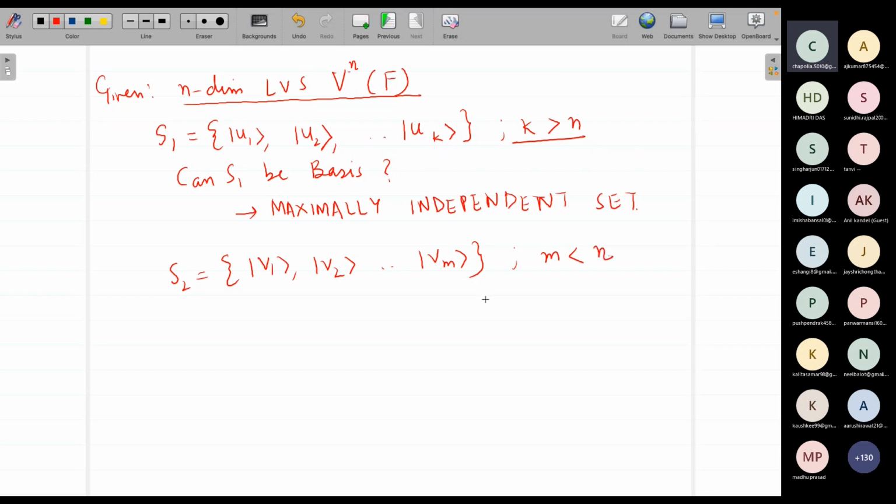Will this form a basis? No, sir. It won't span the whole vector space. So this is another definition of what we call the basis. This we call the minimally spanning set. So these two are other common definitions for writing a basis.